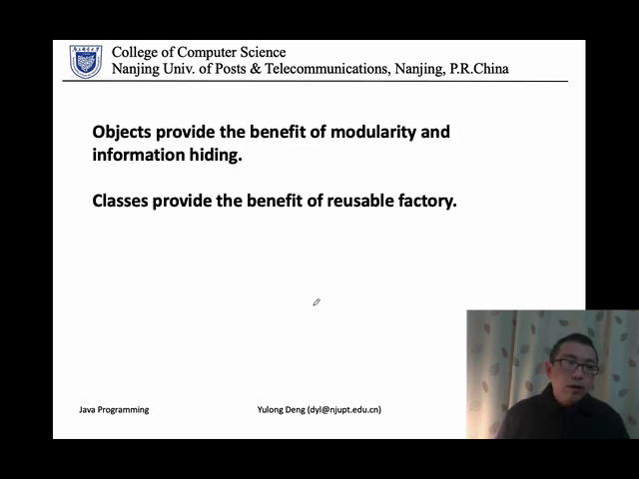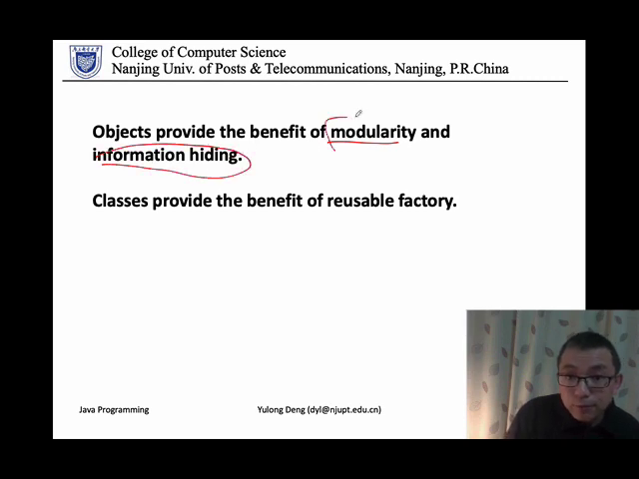So to sum it up, objects provide us the benefit of modularity and information hiding. There are two important benefits: one is modularity, and the other is information hiding. And a class is a code frame. It's a blueprint. It provides us the benefit of a reusable factory.